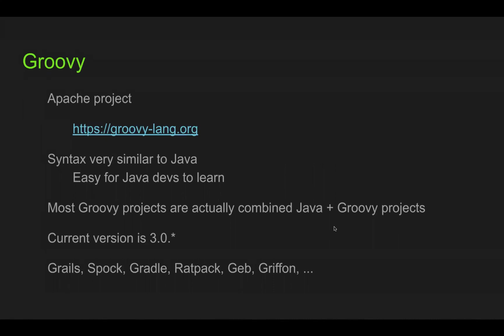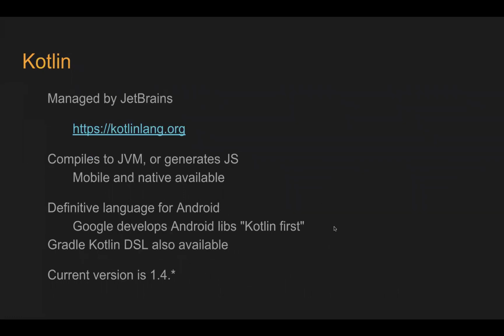Now, before Java added any functional features at all, this was a really good way to get at them. There's still a lot of things Groovy can do that Java can't, but the gap has gotten narrower. A lot of the Groovy ecosystem involves projects like Grails or the Spock testing framework or Gradle and a few others. And I'm going to use a Gradle build file and some Spock tests in there. Now, Kotlin comes from JetBrains.